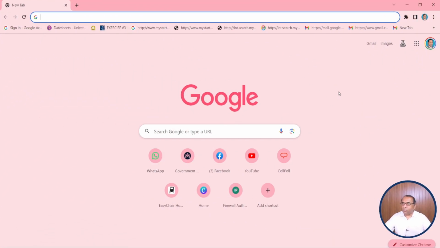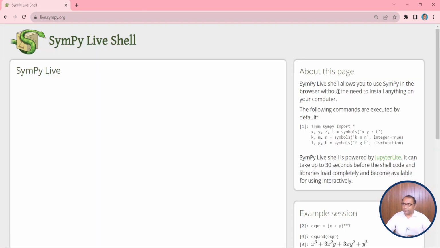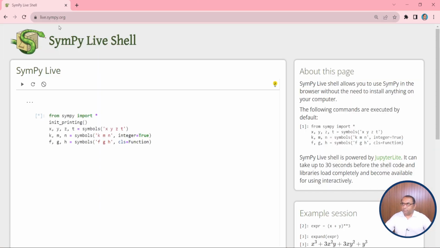This is my desktop and we will use the live shell for SymPy. You will use the URL live.sympy.org. This is the official SymPy website. When you use this link, the SymPy live shell will open and we can use it directly in our system. You can use any system. SymPy live shell is not required to be installed on any device. It works in the cloud.